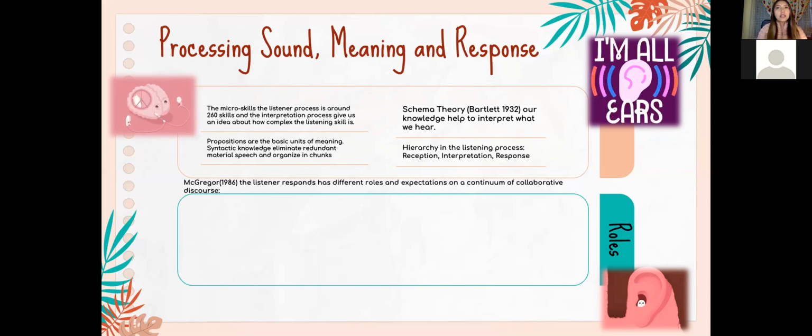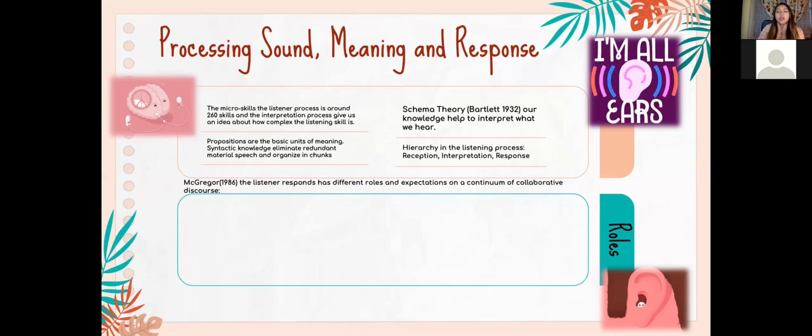So it mentioned that the interpretation process is key in this skill. It gives us the example that listening is a complex process that requires organization in order to improve.